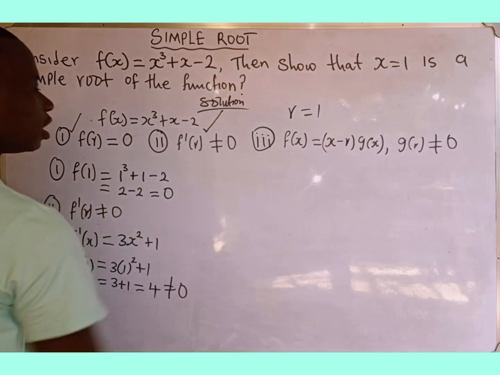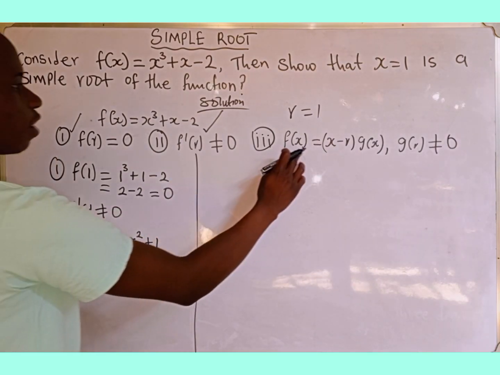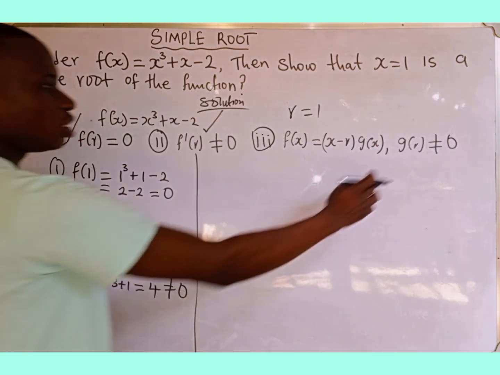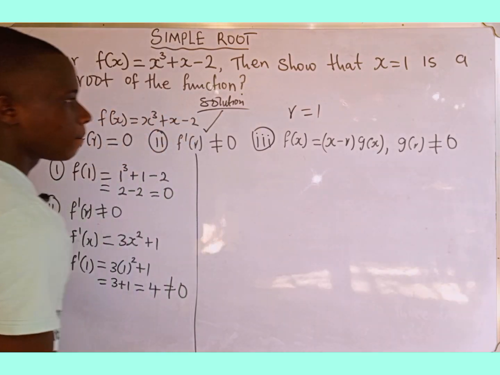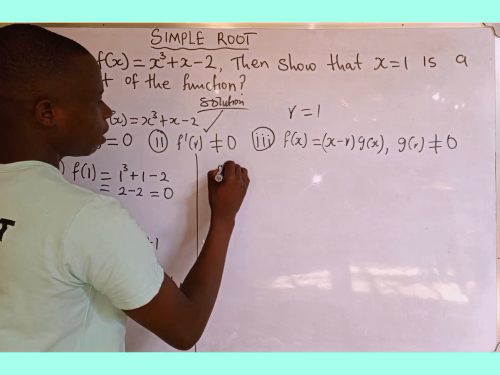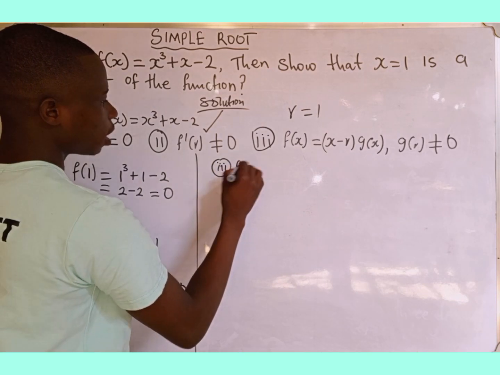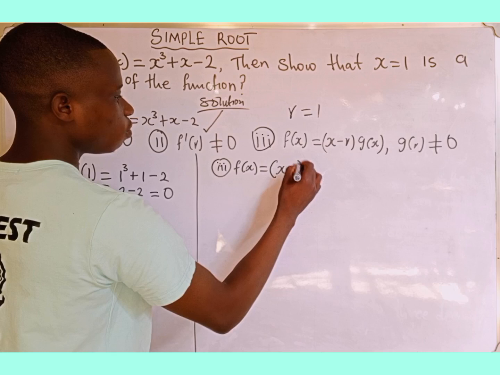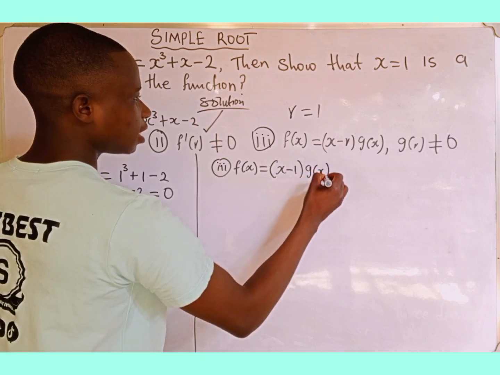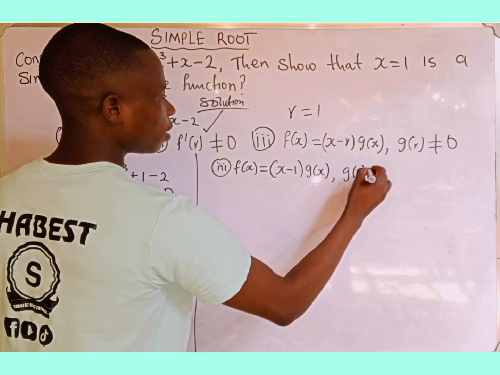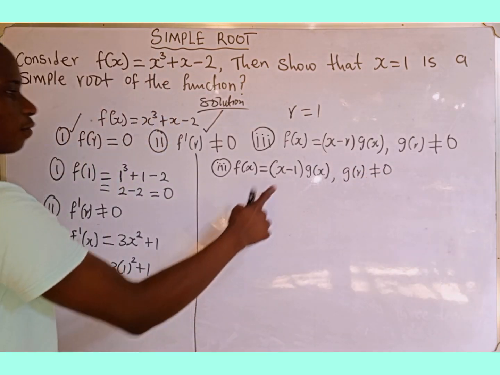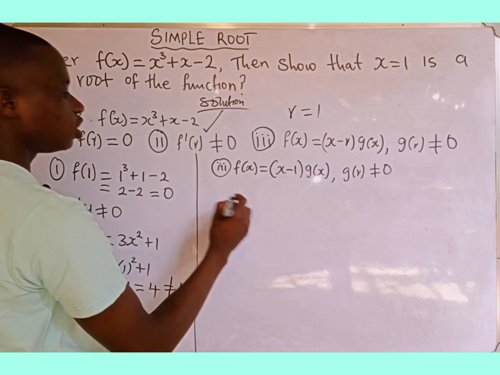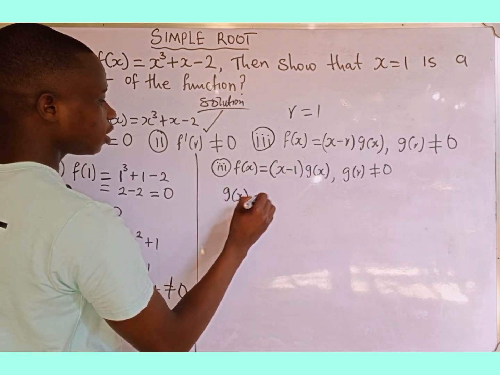Now, let us check the third condition. We say f of x is equal to x minus r times g of x, where g of r is not equal to 0. Now, Roman numeral 3, which is f of x, is equal to x minus, in place of r it is going to be 1, then g of x, where g of r is not equal to 0. Now we have successfully gotten r, which is 1. The next thing we are going to do is get g of x. And to get g of x is equal to what?